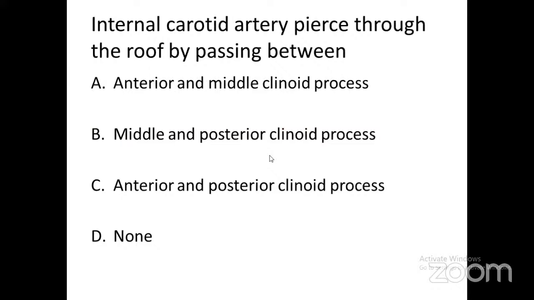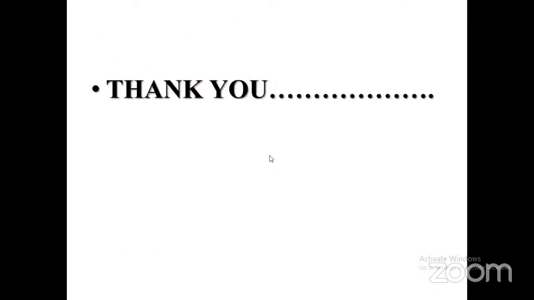Next question. Internal carotid artery pierces the roof by passing between which and which process? Anterior and middle, middle and posterior, anterior and posterior, none. It is between anterior and middle clinoid process. Anterior clinoid process is a part of lesser wing of sphenoid, posteromedial margin. Middle clinoid process is a part of tuberculum sellae, either side of tuberculum sellae.